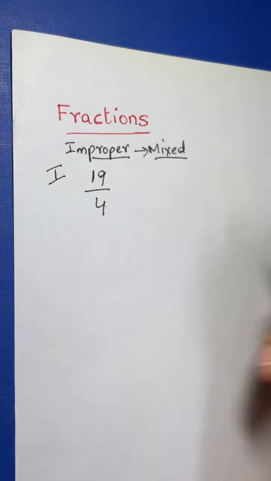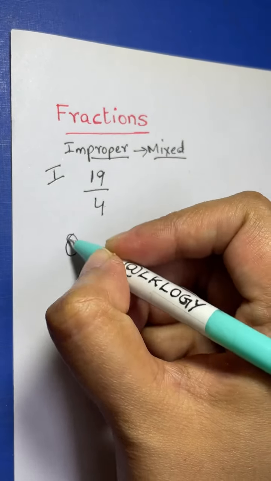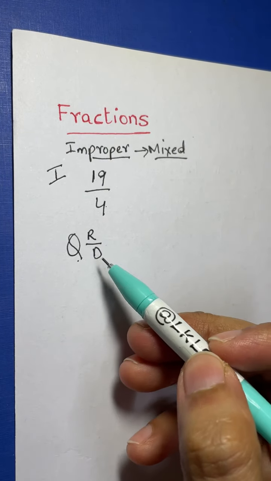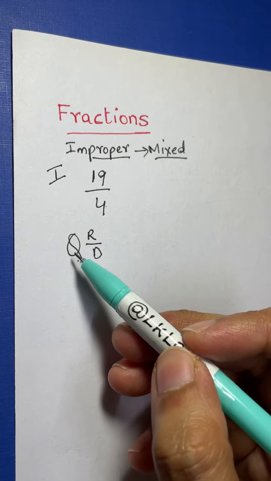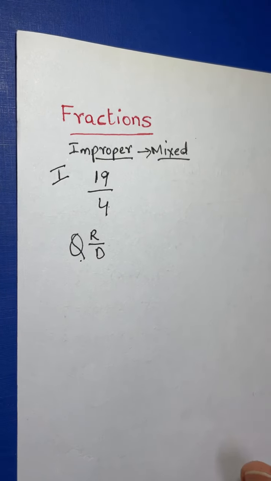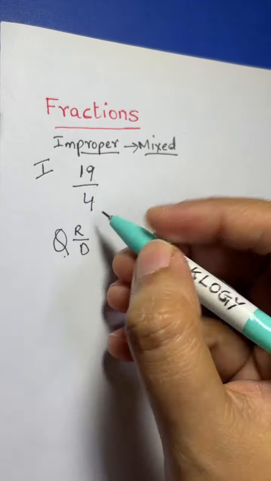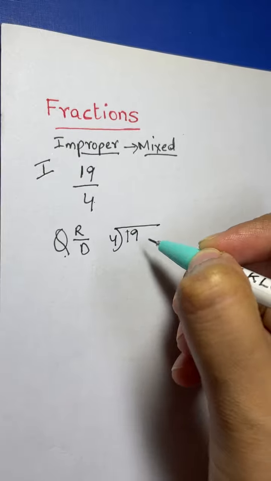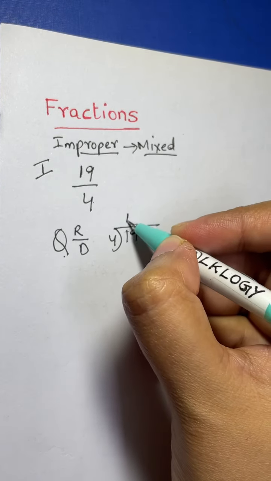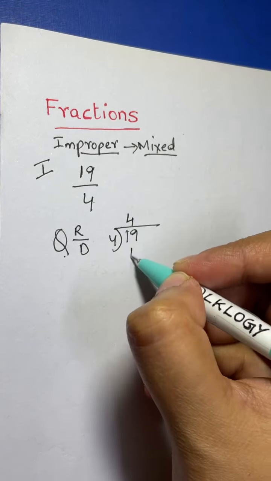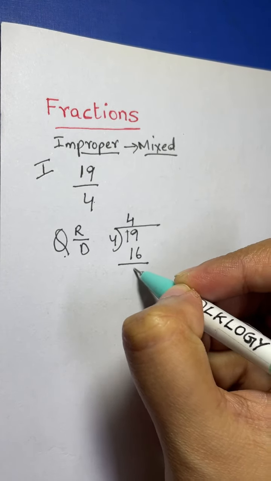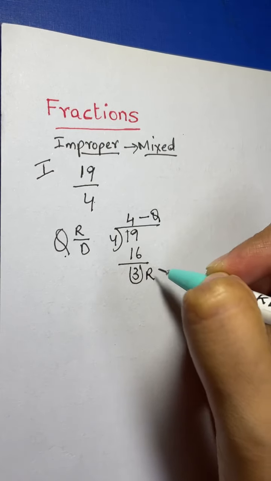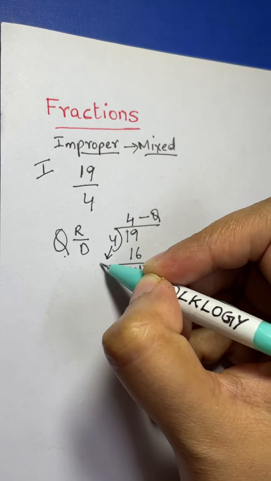We just divide. There's a rule called QR/D. This is our quotient, remainder and divisor. Where do we get a quotient, remainder and divisor? When we divide things. So let's divide 19 by 4. It goes 4 times. 4 times 4 is 16, and 19 minus 16 leaves a remainder of 3. This is your quotient, this is your remainder, and this is your divisor.